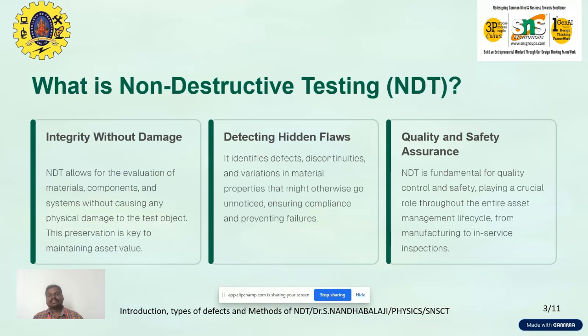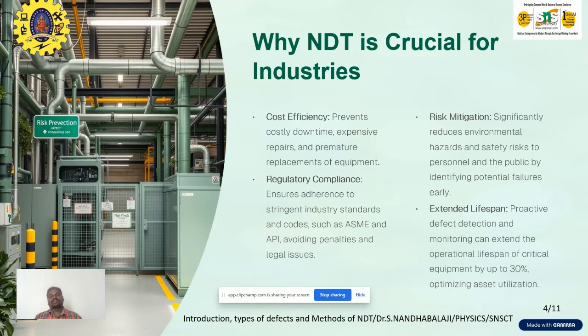And why is NDT crucial for industries? Cost efficiency: it prevents costly downtime, expensive repairs and premature replacement of equipment. Regulatory compliance ensures adherence to stringent industry standards and codes such as ASME and API, avoiding penalties and legal issues. Risk mitigation significantly reduces environmental hazards and safety risk to personnel and the public by identifying potential failures early.